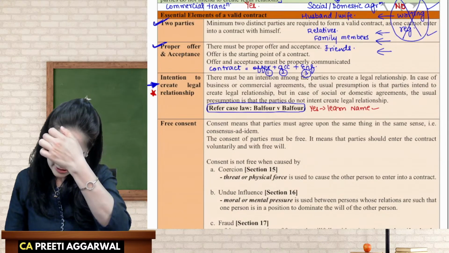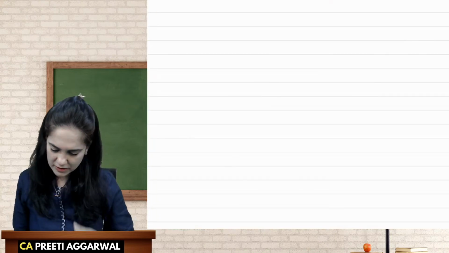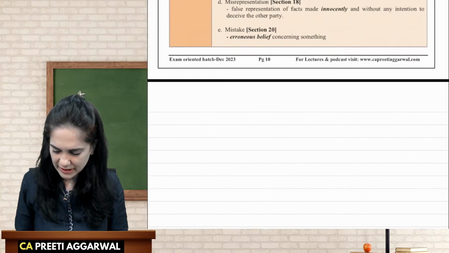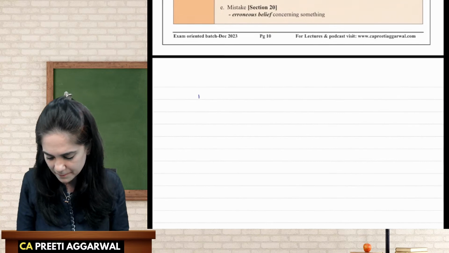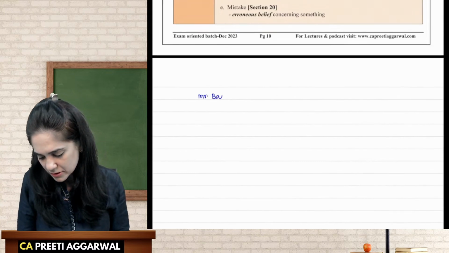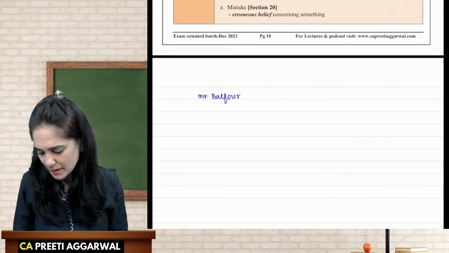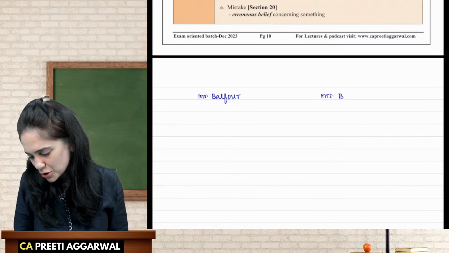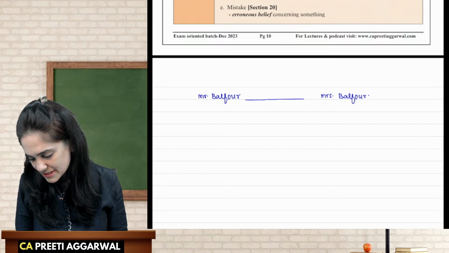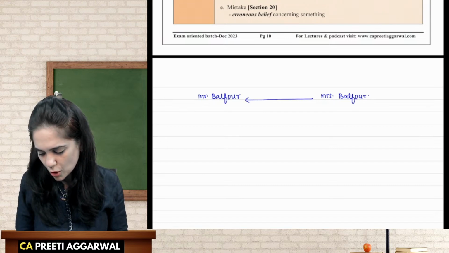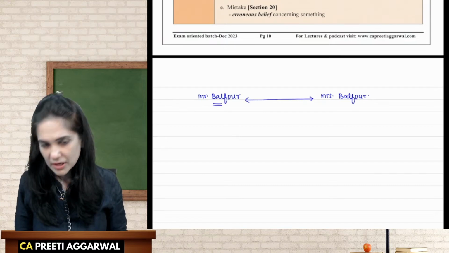Now, what are the facts of Balfour versus Balfour? Okay, let us quickly revise the facts of Balfour versus Balfour. Now, Mr. Balfour and Mrs. Balfour, they were enjoying a holiday in London, England, when suddenly Mr. Balfour was called back to his place of work in Sri Lanka.